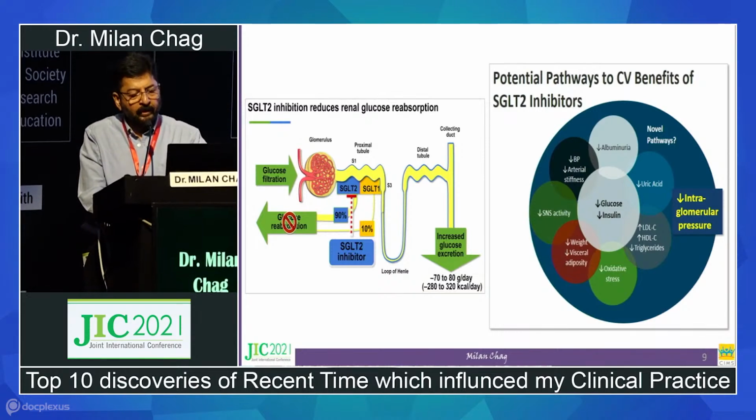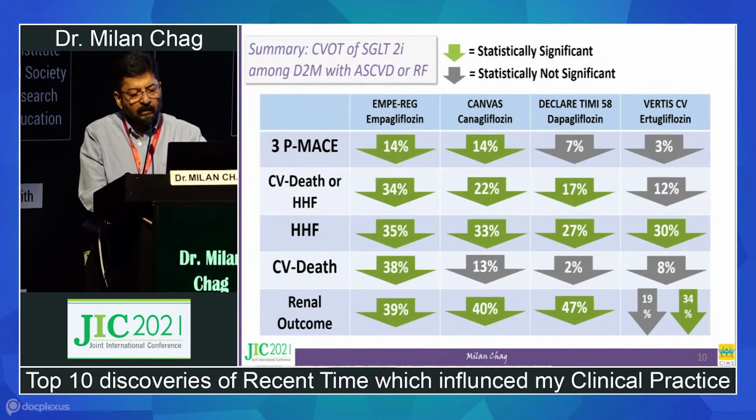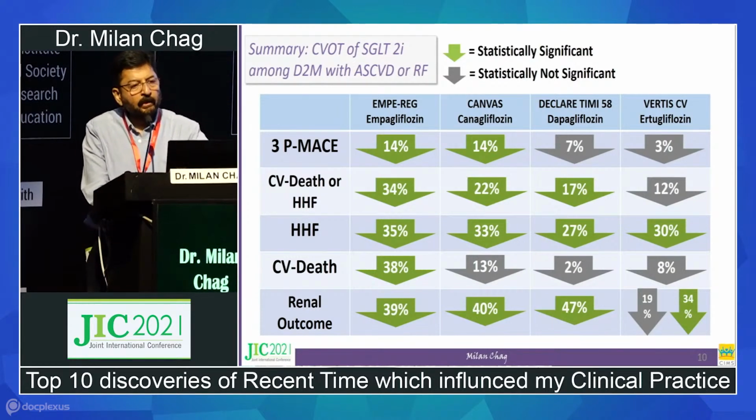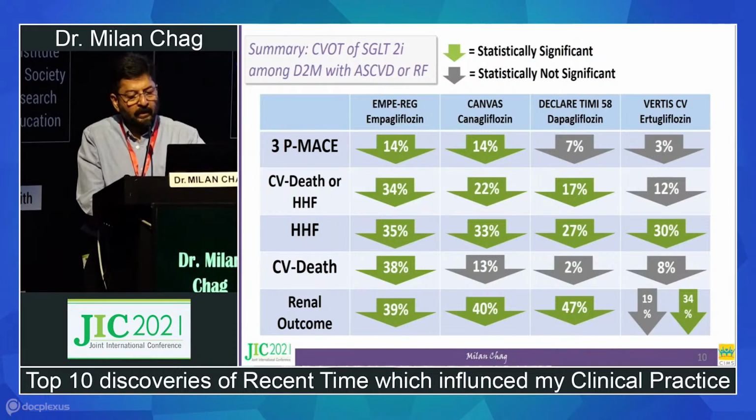But that is not the only mechanism. There are multiple pleiotropic actions, including reduction in intraglomerular pressure, which is one of the most profound beneficial effects. And we know the result. This translates into profound clinical benefits. For the first time in the history of management of diabetes, SGLT2 inhibitors were not only safe and non-inferior, but showed superiority in various clinical outcomes. The 3-point MACE of cardiovascular death, non-fatal MI and non-fatal stroke, heart failure hospitalization, cardiovascular death, and renal outcomes were significantly lower.